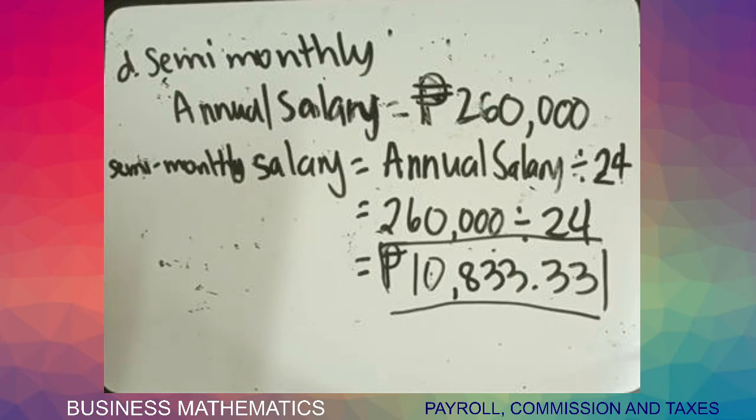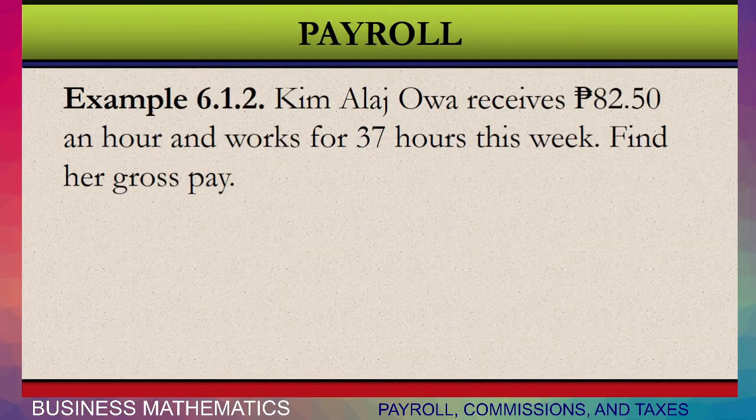So, tumungo naman tayo dun sa ibang formula na ginagamit. So magbigay tayo ng ibang example. Okay, so example 6.2 na tayo or pangalawang example. Kim Alaj Owa receives 82 pesos and 50 centavos an hour and works for 37 hours this week. So, find her gross pay. So, ang hanapin natin ay gross pay.